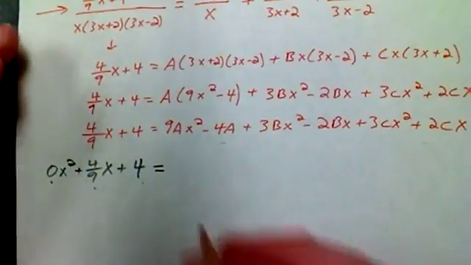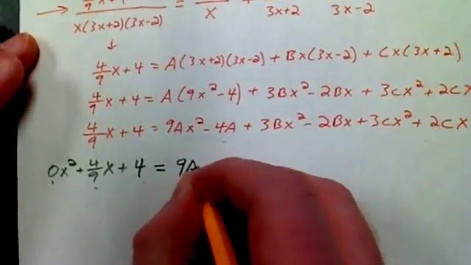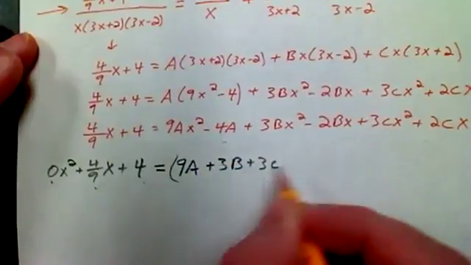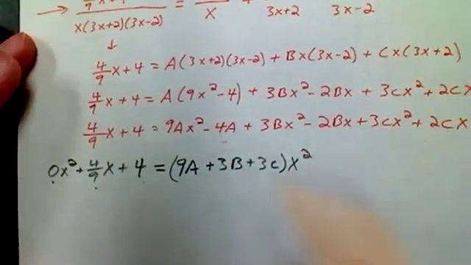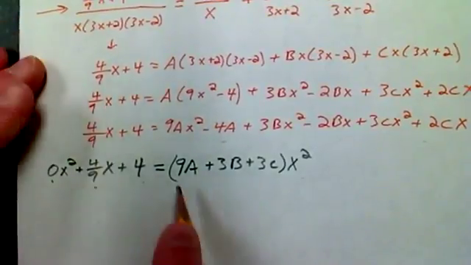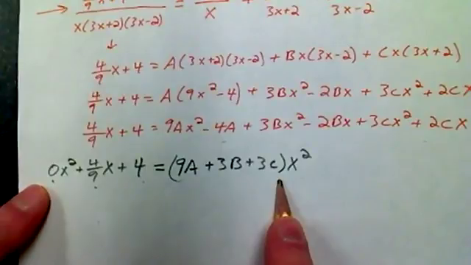Okay, so if I look at it and I start grouping things up, I can write my x squareds like this. Notice I just took all my x squared terms and I factored the x squared out, okay? So I know that this right here has to equal 0.